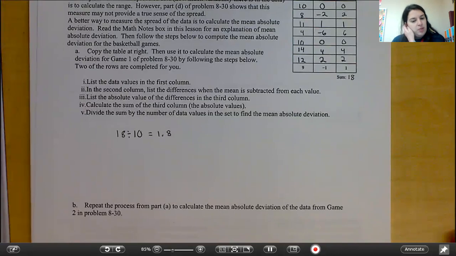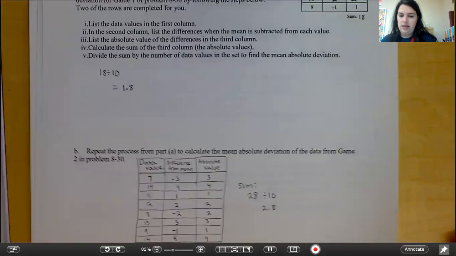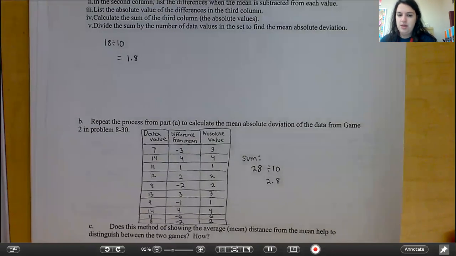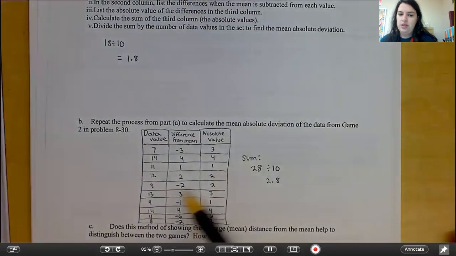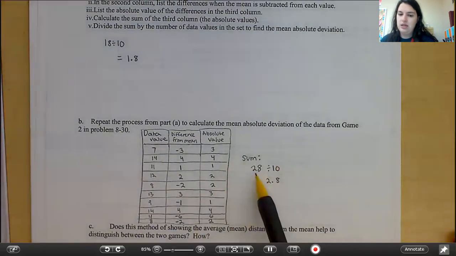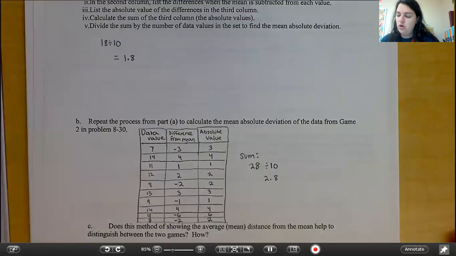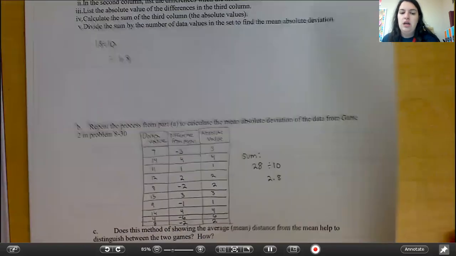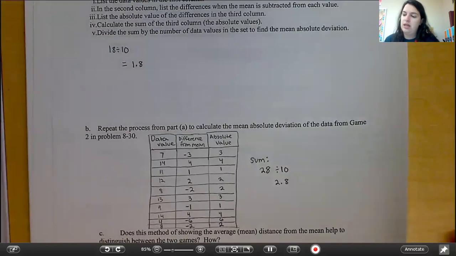Part B says repeat the process from Part A to calculate the mean absolute deviation of the data from Game 2 in problem 830. So I would like you to do that. Okay, if you've done your mean absolute deviation, I actually drew myself a table here. Once you solved and got your absolute values, your sum would be 28 divided by 10. So that would mean your mean absolute deviation is 2.8. So overall, this mean absolute deviation is showing that Game 2 has more spread than Game 1.